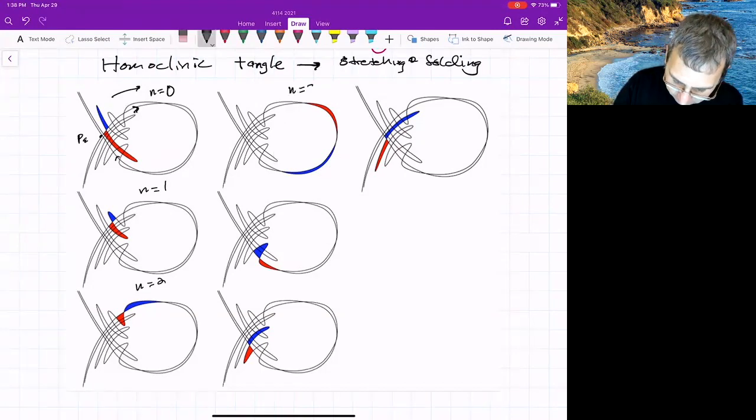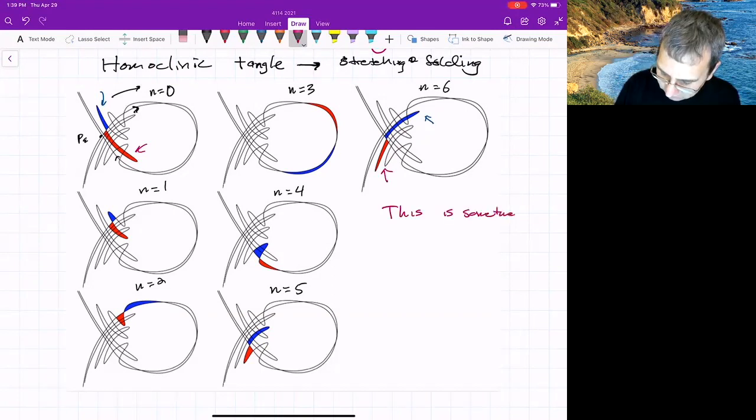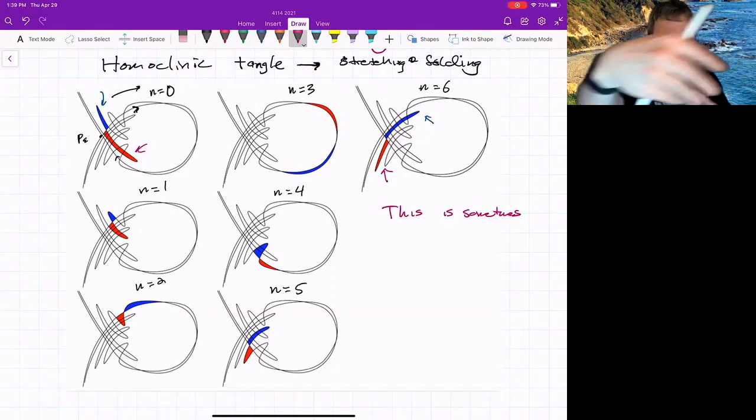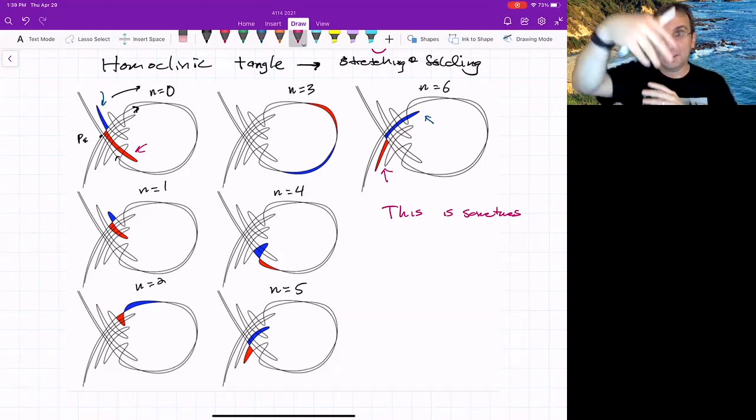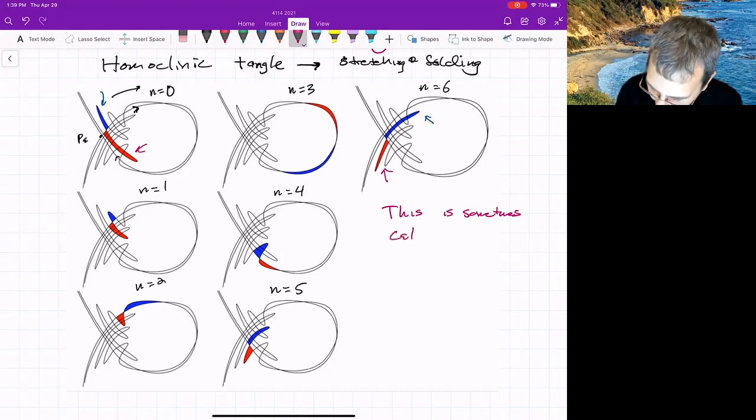This is at 3, 4, 5. We've gone around, and now we're back here. Now this is n equals 6. So what happened? This blue lobe that was outside is now completely inside. The red lobe that was completely inside is now outside. This is sometimes called a turnstile, like when you go inside a building, there's people coming in and people going out. This is sometimes called the turnstile lobe mechanism.